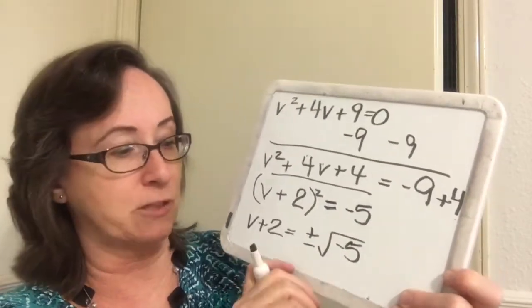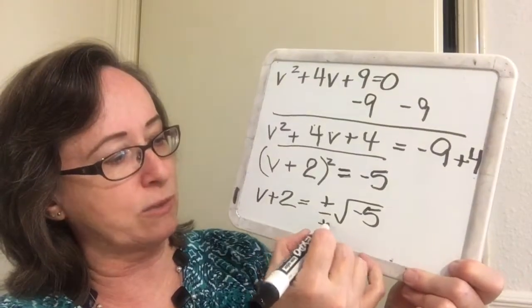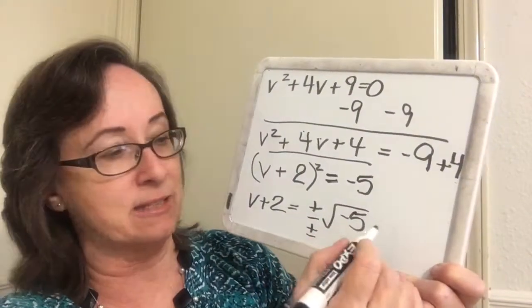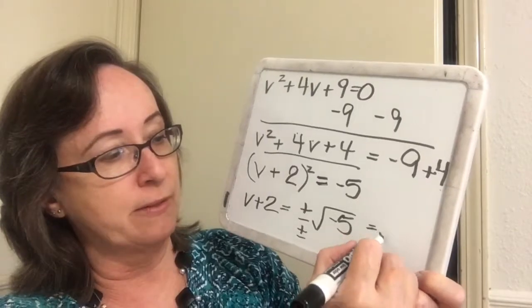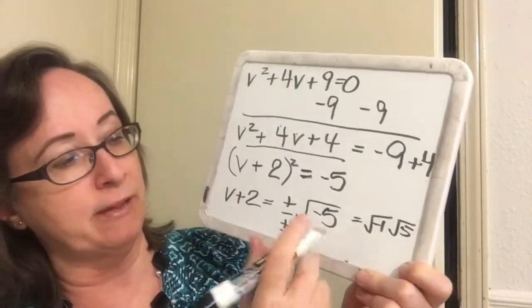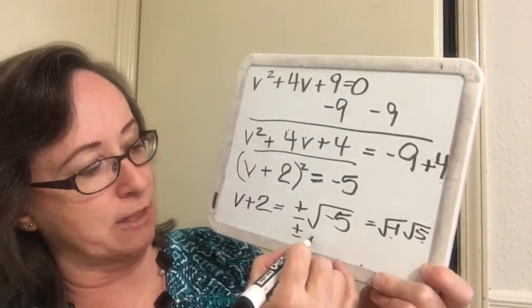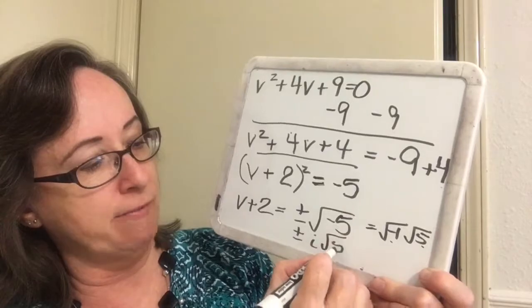5 is not a perfect square, so it's not going to come out. But this is going to wind up being plus or minus the i. The i is the square root of negative 1, and the square root of 5 is what we have. This part becomes the i. This part becomes the square root of 5. So i square root of 5.